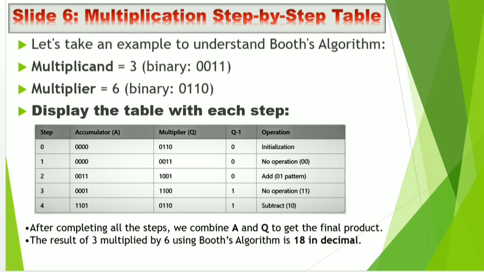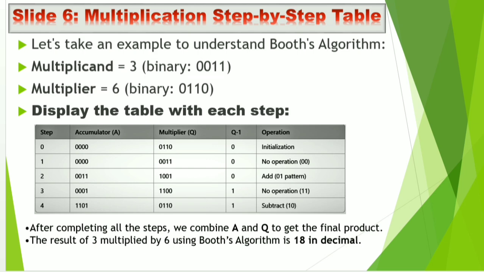Result after shift, A is equal to 0000, then Q is equal to 0011, then Q minus 1 is equal to 0. Step 2, checking the bits and performing operation. Check the last two bits: Q0 is equal to 1 and Q minus 1 is equal to 0. Operation: the bits are 01, so we add the multiplicand to A.